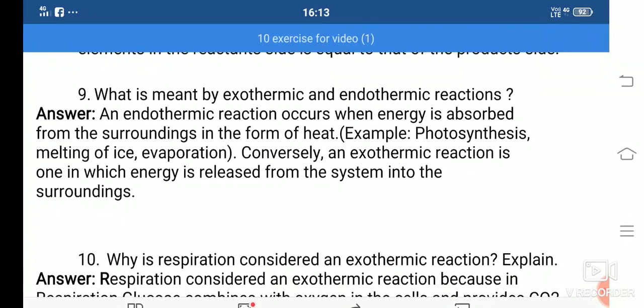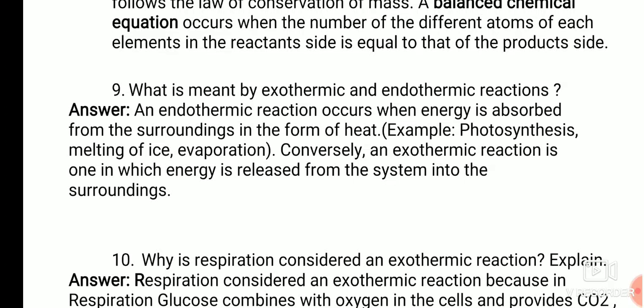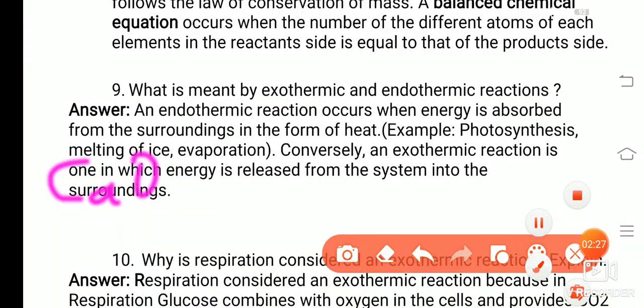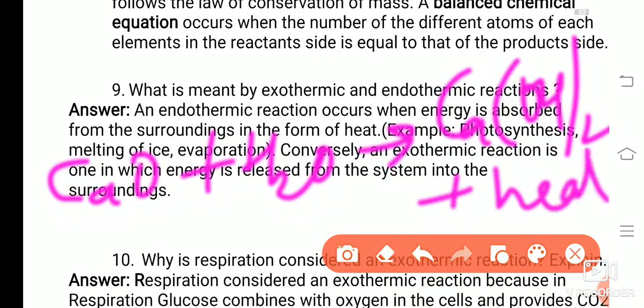So an endothermic reaction occurs when energy is absorbed from the surroundings in the form of heat. For example, in photosynthesis, heat is required in the form of sunlight. In evaporation, heat is required in the form of latent heat of vaporization or latent heat of fusion. Similarly, an exothermic reaction is one in which the energy is released from the system into the surroundings. For example, when quicklime, calcium oxide, is added into water, calcium hydroxide, slaked lime, is formed, along with the generation of heat energy. So this is one example of an exothermic reaction.